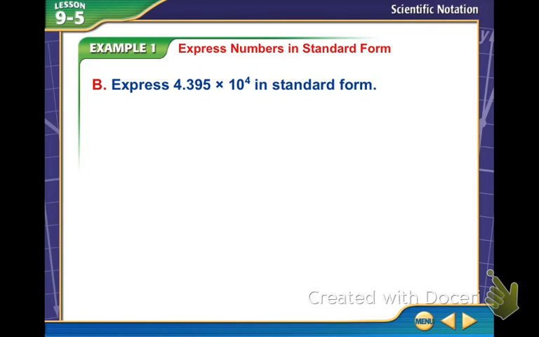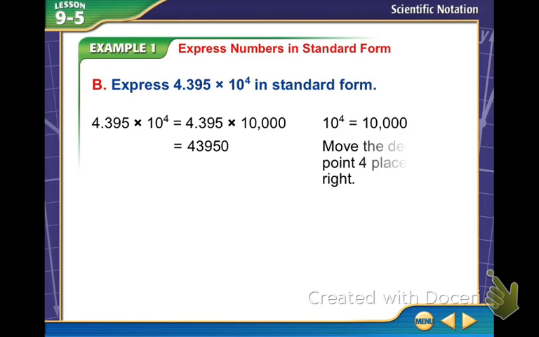This one's similar. We're going to take 4.395, 4 and 395 thousandths times 10 to the fourth. Writing it in standard form means we're going to take that number times 10 to the fourth, which is 10,000, which is like moving the decimal 4 places to the right. And of course, we're going to end up with a bigger number because we're multiplying by a really big number, 10 to the fourth. So our answer is 49,950.